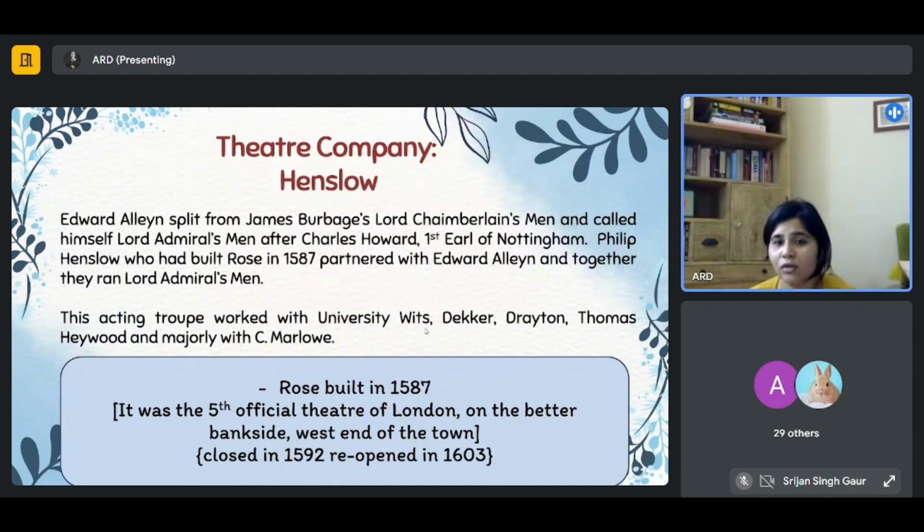Then Philip Henslowe built the Rose. The Rose was like a competition to the Theatre. Okay, the Rose was built in 1587. The Theatre which James Burbage built, which year did he build it? 1576. Yes. So then the Rose also came in that same area, in that same Bankside, because of the Thames. There is a river Thames, and then the city of London is divided into two parts.